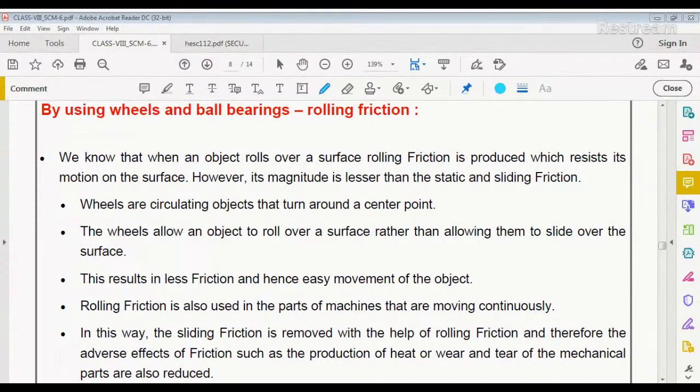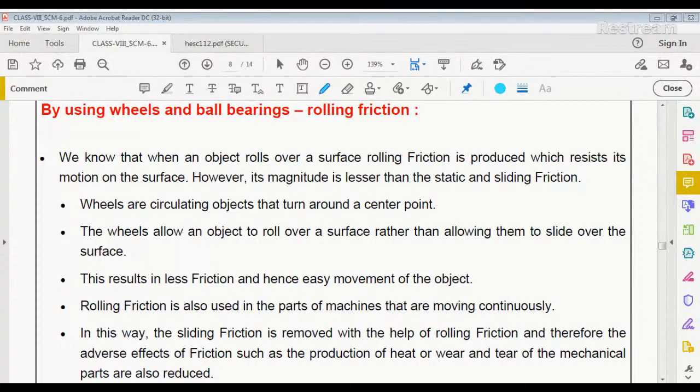Hence we can know that when one body rolls over the surface of another body, the resistance to its motion is known as rolling friction. This is what we are talking about, rolling friction. Rolling friction is also used in the parts of machines that are moving continuously.